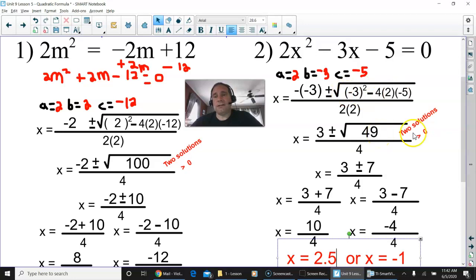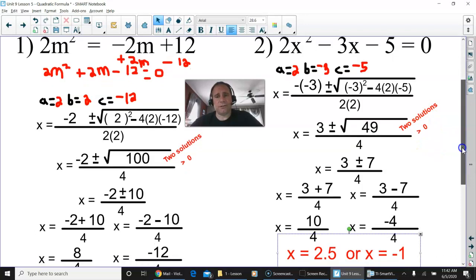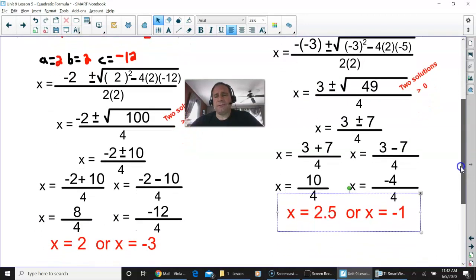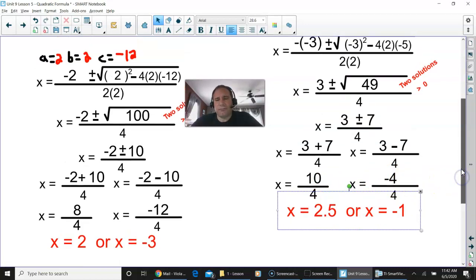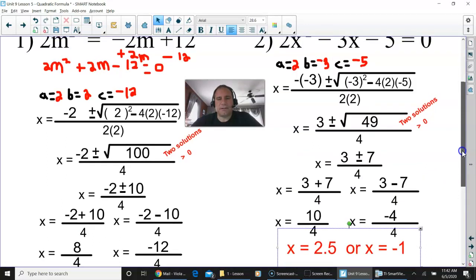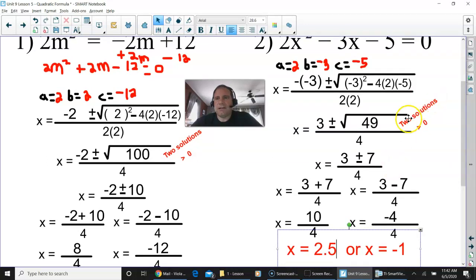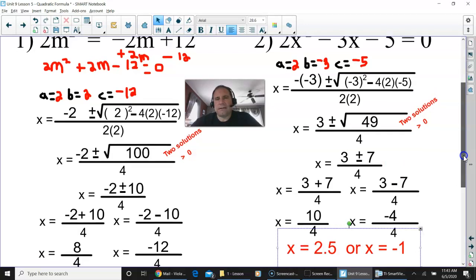If you put it into the calculator, that means it's greater than 0, so it is definitely going to be two solutions. So you have 3 plus or minus the square root of 49, which is 7, and I'm moving down here, so this is 3 plus 7 divided by 4, and then 3 minus 7 divided by 4. 10 divided by 4 is 2.5, and x equals negative 4 divided by 4 is negative 1. So those are your roots. That is basically your work right here, and that's it. We could tell right up here that we had two solutions because underneath the radical was greater than 0.